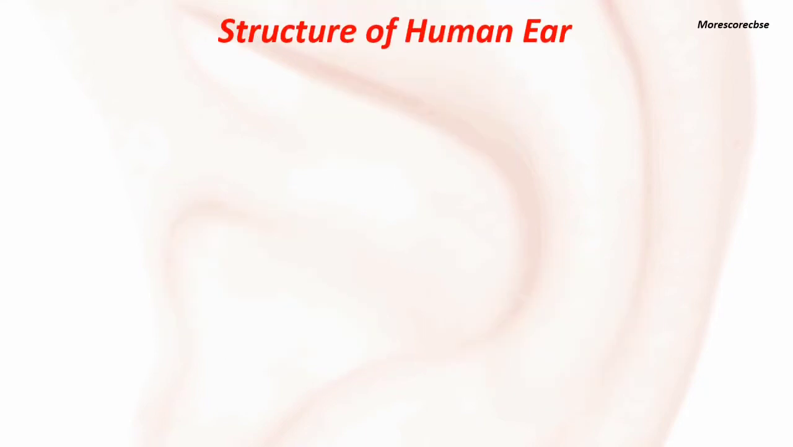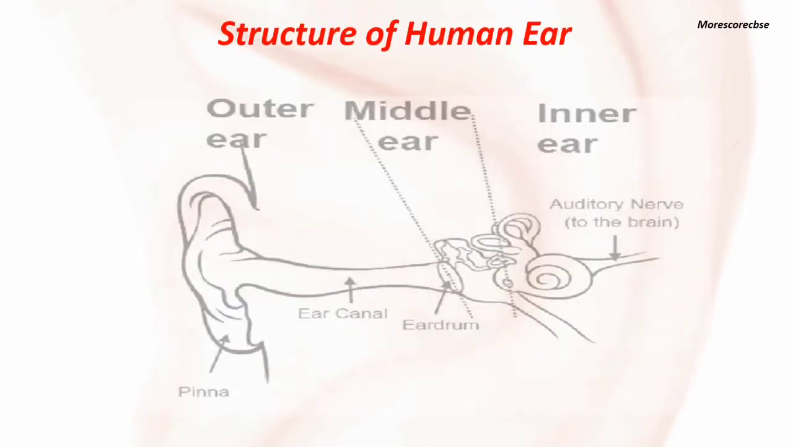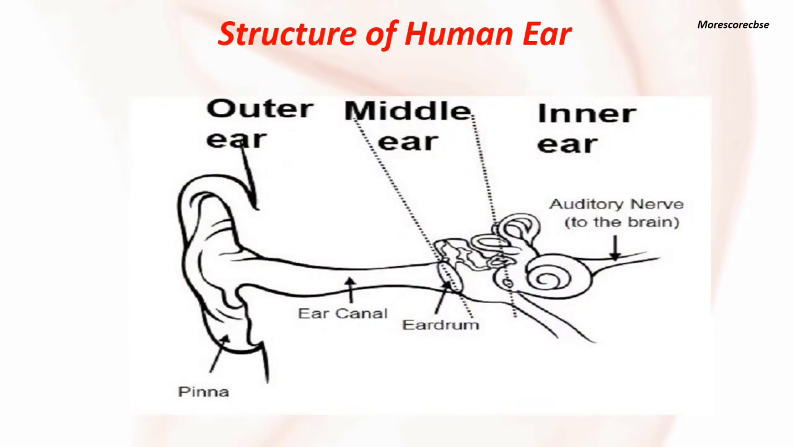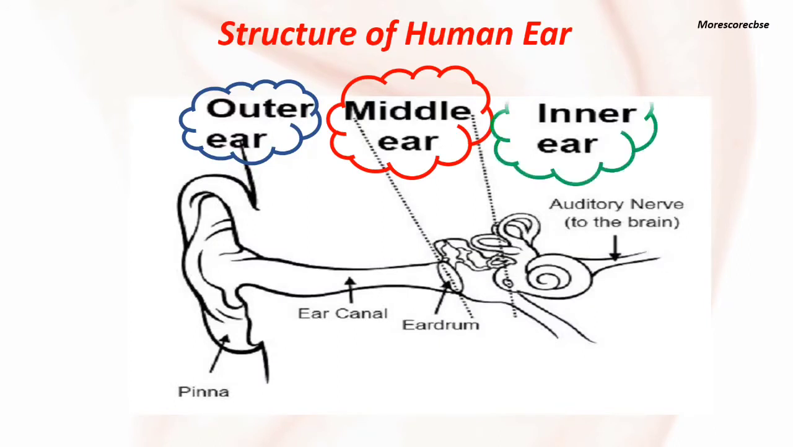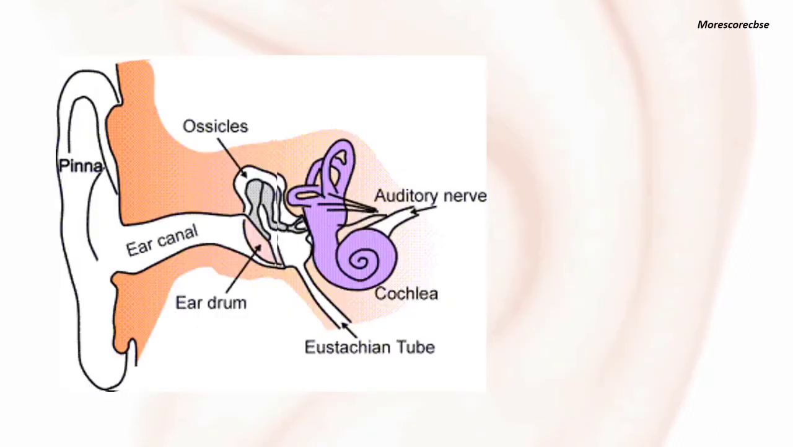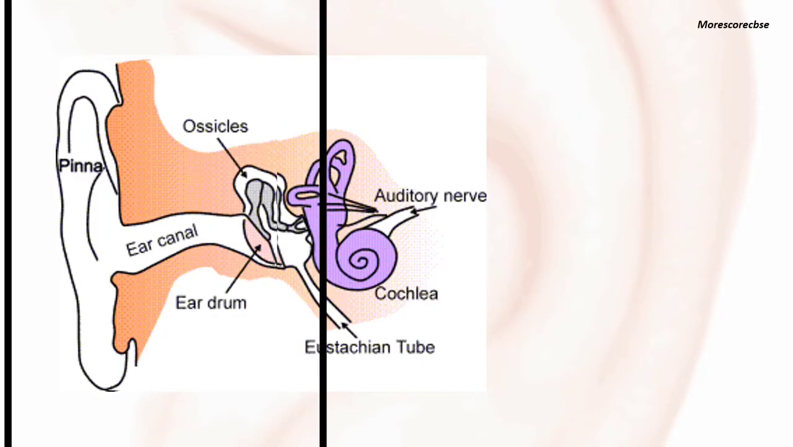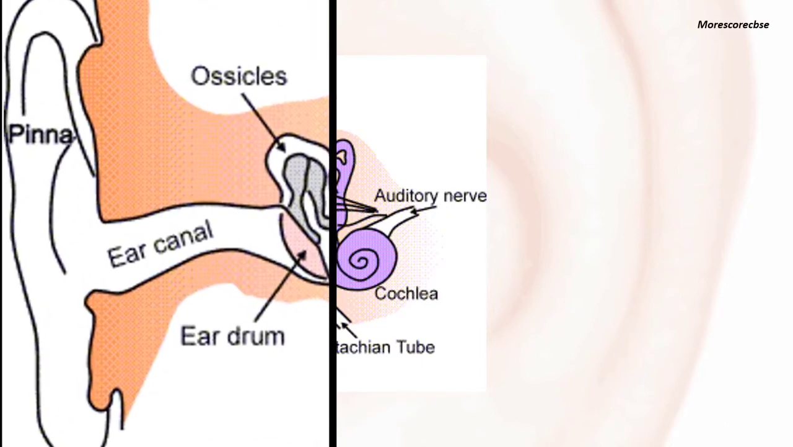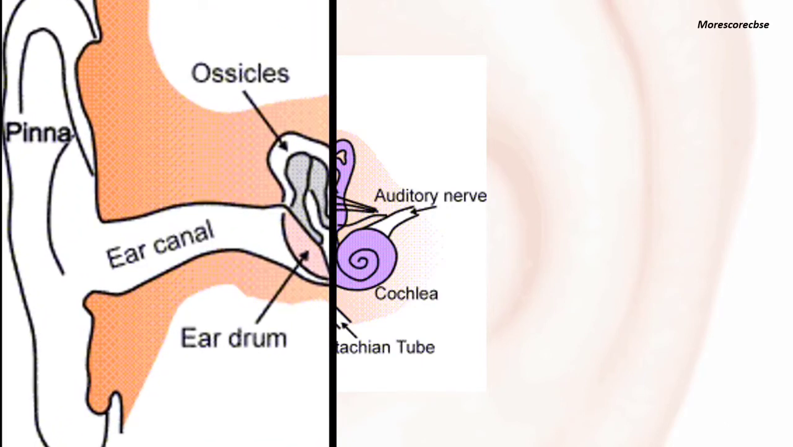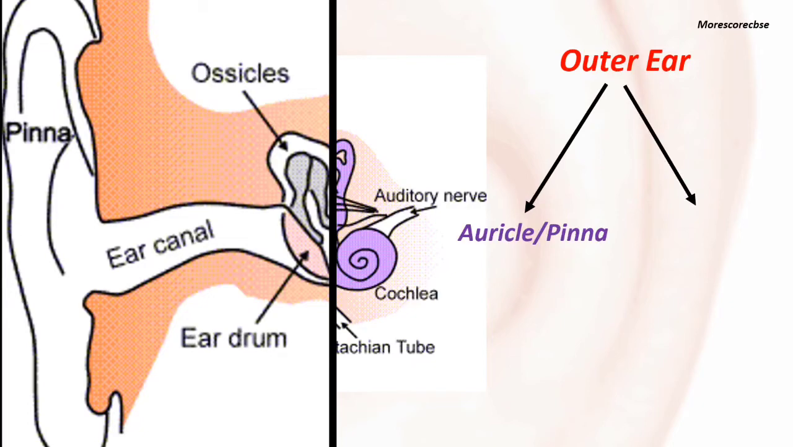Now let us see about the structure of human ear. Anatomically, our ear is divided into three major parts: outer ear, middle ear and inner ear. First is outer ear. Outer ear consists of two parts, the auricle or pinna, and the short external auditory canal. The auricle or pinna is the visible portion that projects on the sides of the head. The next one is short external auditory canal.